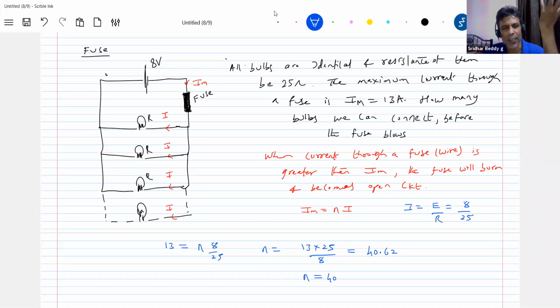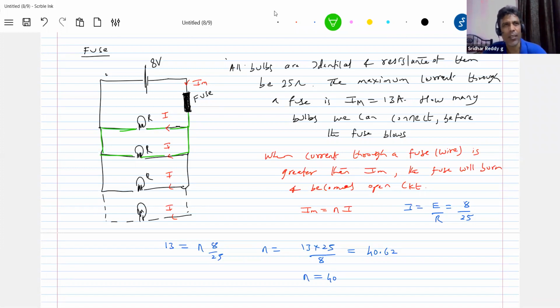Any current more than that will burn out the fuse. Okay, don't look at the fuse. Let's look at these wires. These wires are very important. They are like electrical wirings used to connect the different equipment. Now, for those wirings, is there any upper limit of current?